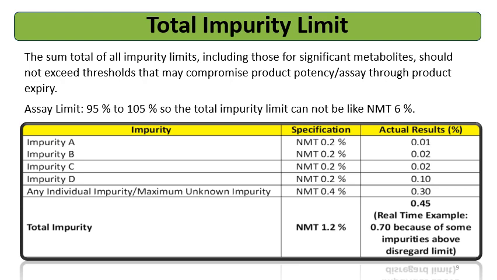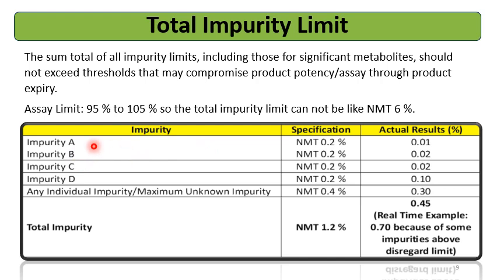And this is very simple, that your assay or potency of the drug product should not get compromised because of the total impurities. And that's why generally the total impurity should not exceed the percentage which will compromise the assay or potency.